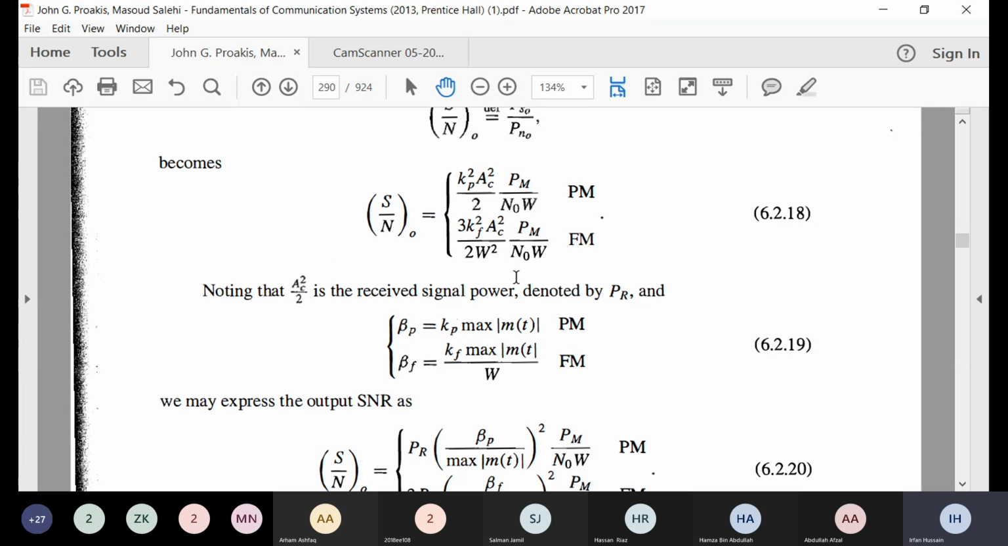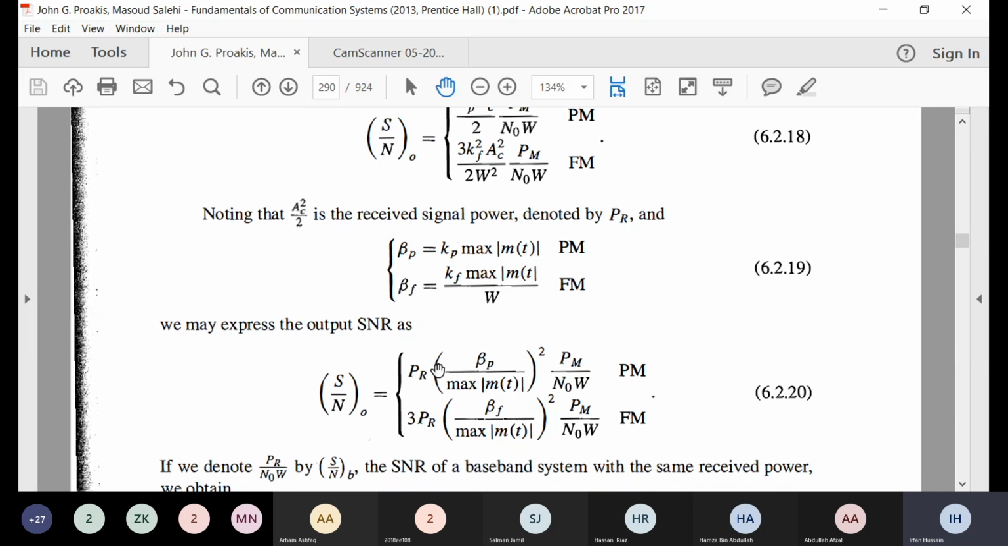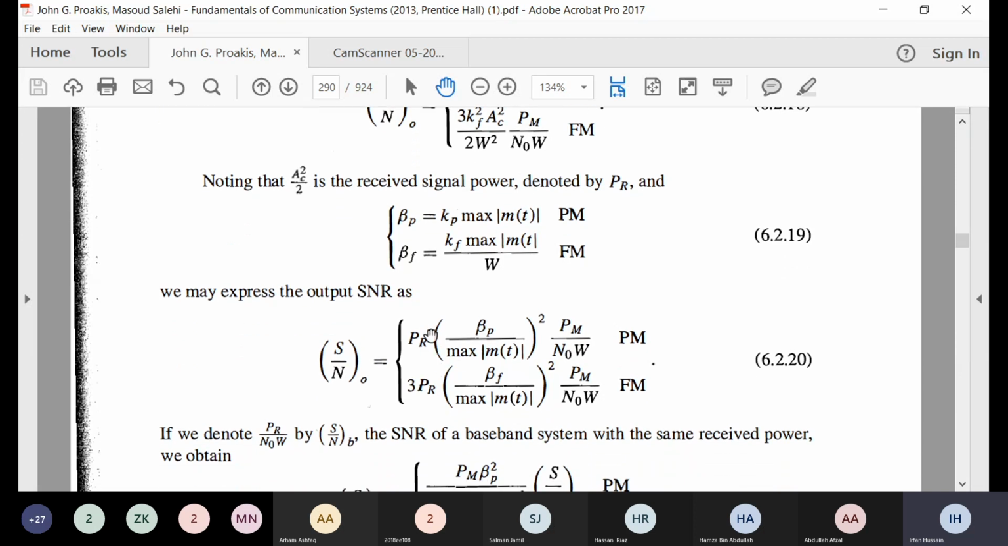All right, and I also know that beta P is equal to Kp m(t), and beta F is equal to Kf max m(t) over W. This we have seen in chapter 4, that you can find these betas as follows. So I will just replace my Kp square and Kf square by these beta values, and I've already replaced AC square over 2 by PR, the received signal power at the input to the receiver, and this is the signal to noise ratio at the output of the receiver. Right?